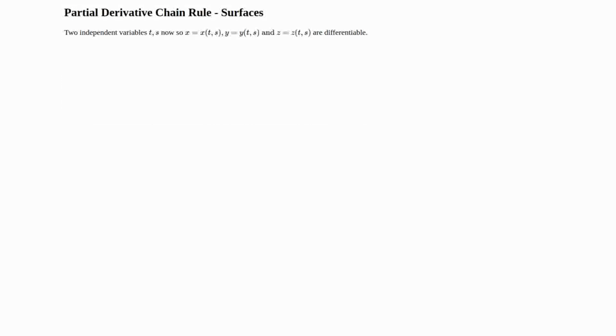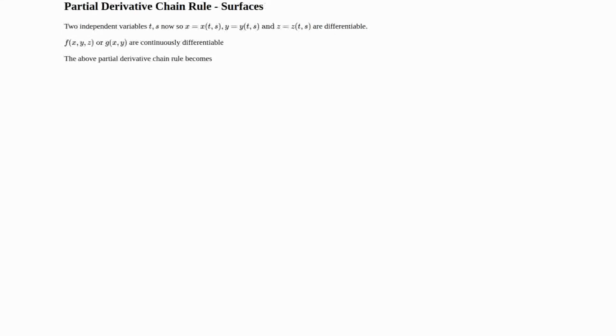We can move on to the partial derivative chain rule for surfaces, wherein we have two independent variables, t and s, say. So x now is x(t, s), and y now is y(t, s). And if we have a function of three variables, then z is also z(t, s). And we either have our same old functions of three variables f(x, y, z), or two variables g(x, y), and we assume they're continuously differentiable.